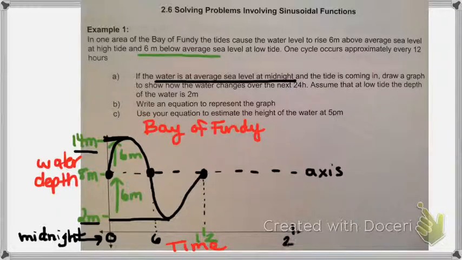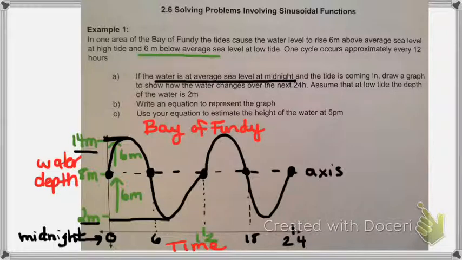So let's put 24 hours here, and let's draw another cycle. There we go. Okay. And we know that this midpoint here, this is going to be 18 hours. So I've shown 2 complete cycles of these waves going in and out. So that's our answer for A.